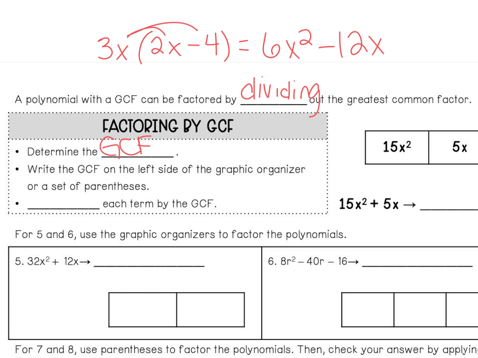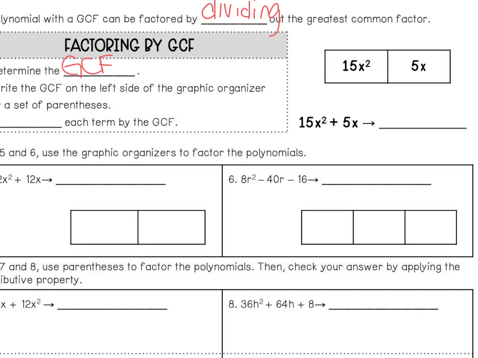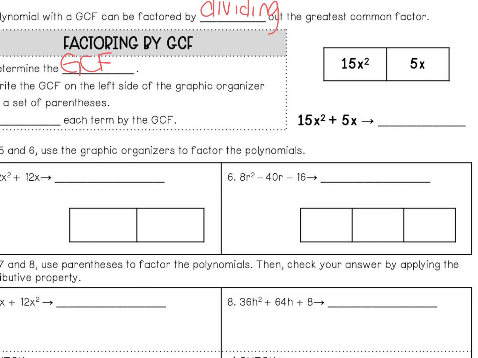Okay, so looking at 15x squared and 5x, what do they have in common? What would be our GCF? 5 what? 5x. So essentially what I'm going to do, that 5x is going to go outside my parentheses. Right? That would be the number we would normally distribute. And in order to find the inside, now we're dividing instead of multiplying. So 5x squared divided by 5x is 3x. Plus 1. And then 5x divided by 5x is 1. So it's the opposite of what we were doing when we were distributing.